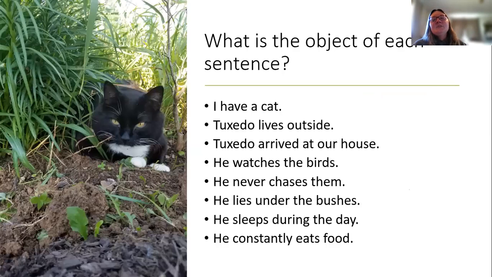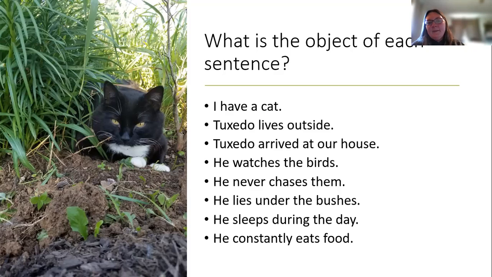What is the object of each sentence? All right, so let's take a minute and just review objects here. I have a cat. What is the object of this sentence? Can you see it? All right. Keep in mind your answer. Take a look at the next sentences. As I read each sentence, think to yourself, what is the object? Remember, you are looking before or after the verb?